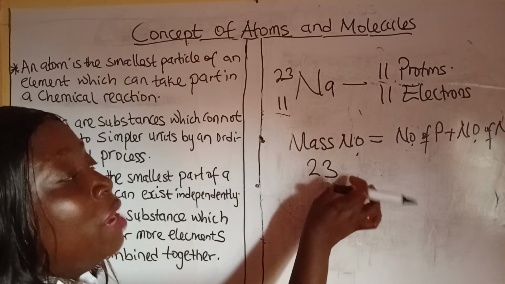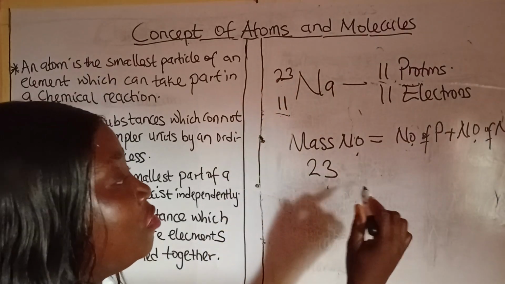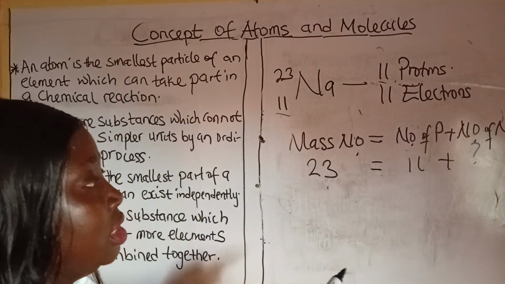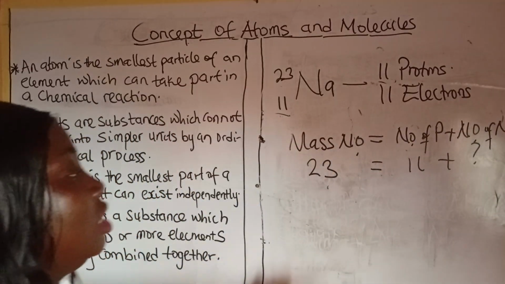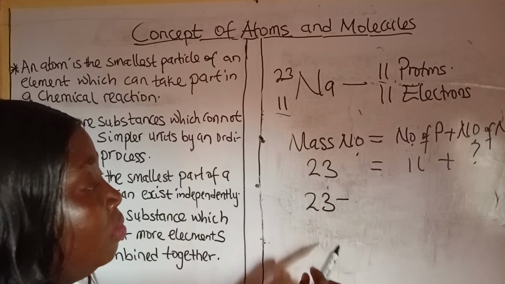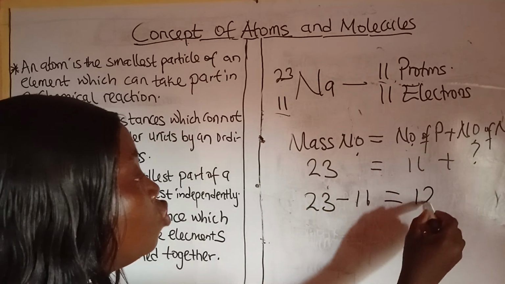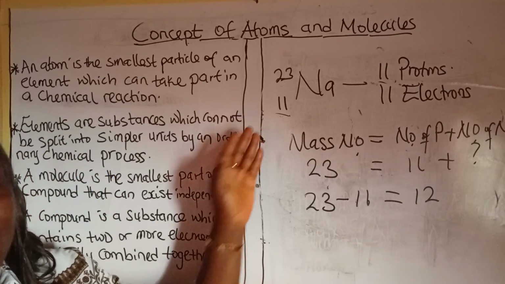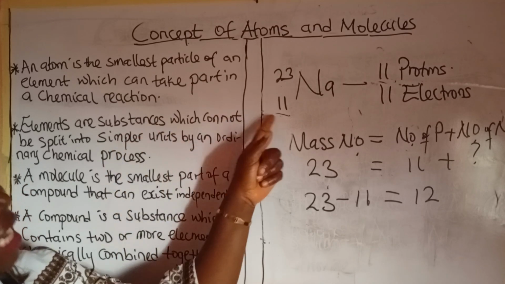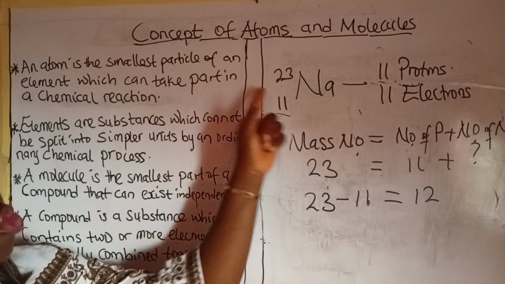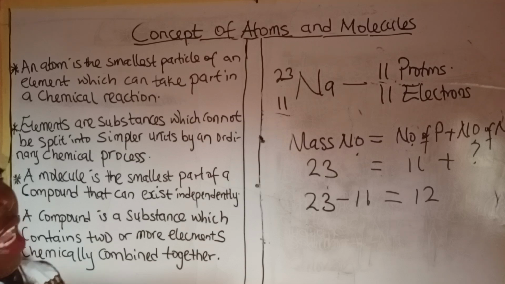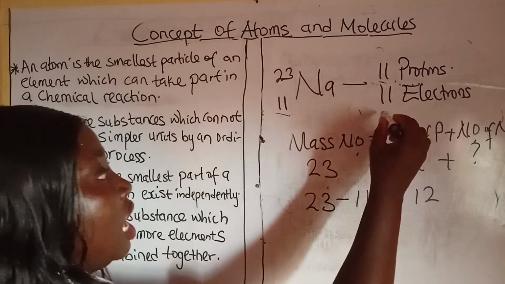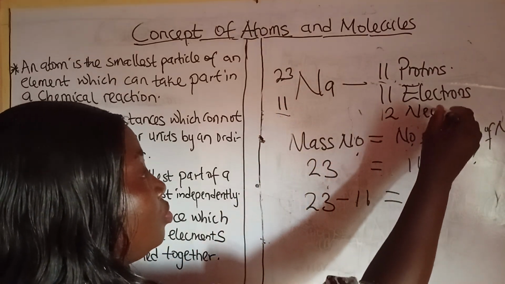Therefore, if the mass number is 23 and the number of protons is 11, then we need to find the number of neutrons. Simple arithmetic, that will be 23 minus 11, giving us 12. So for the element with atomic number 11, that's sodium, that has 11 atomic number and 23 mass number, it means that it has 11 protons, 11 electrons, and 12 neutrons.